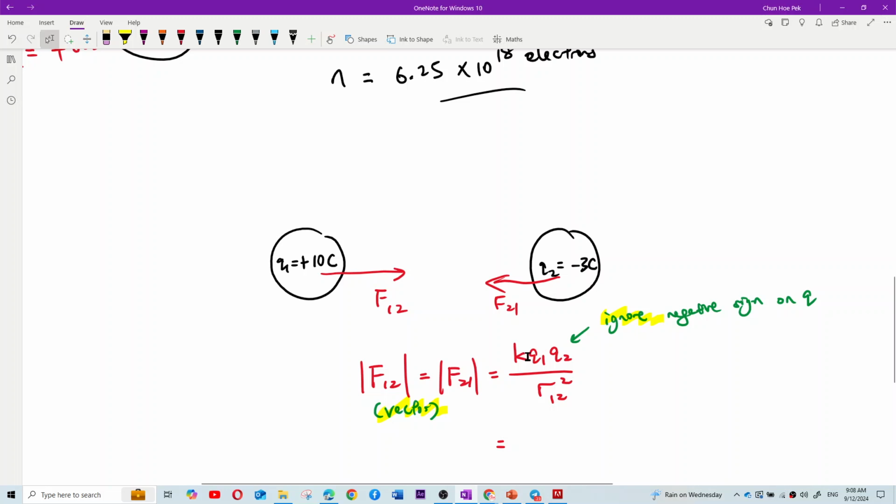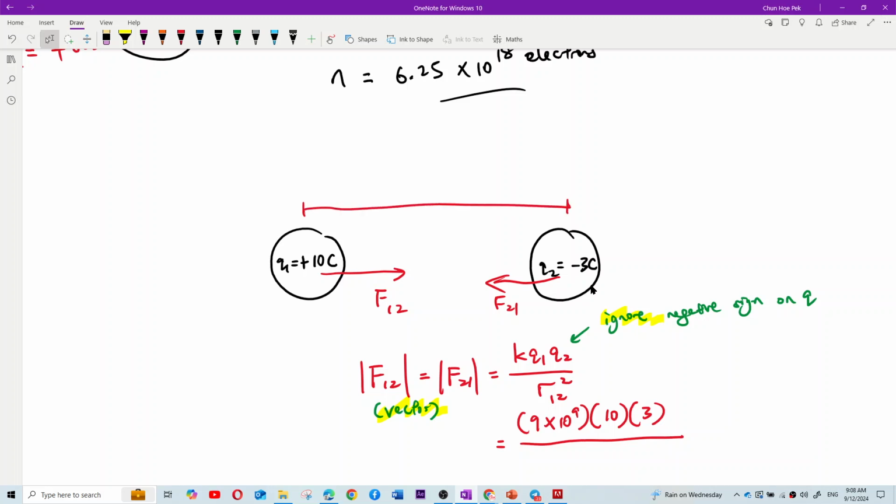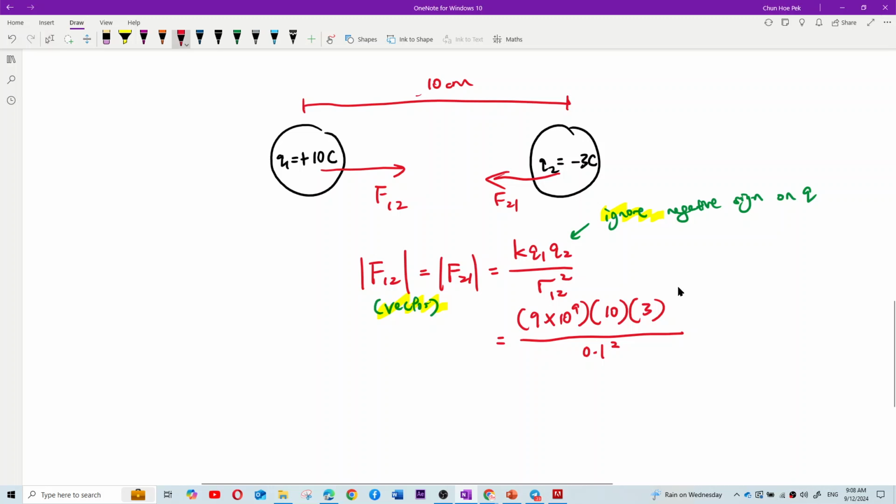K is 9 exponent 9. Q1 is 10 Coulomb, and Q2 is negative 3 Coulomb, so just put 3 only. Don't put the negative sign. Then the distance between them, let's say is 10 meter, so just put 10 squared. If it is in cm, you must change the unit to meter: divide by 100, so 0.1 squared. Then you can calculate. The value must be positive, and the unit of force is Newton.